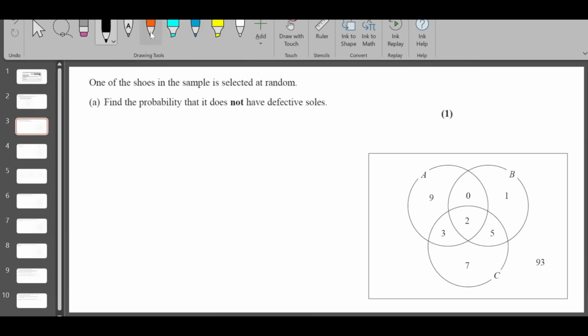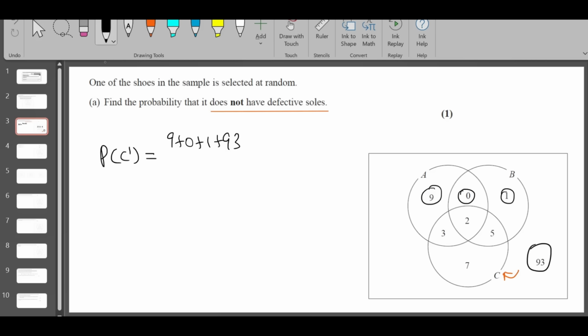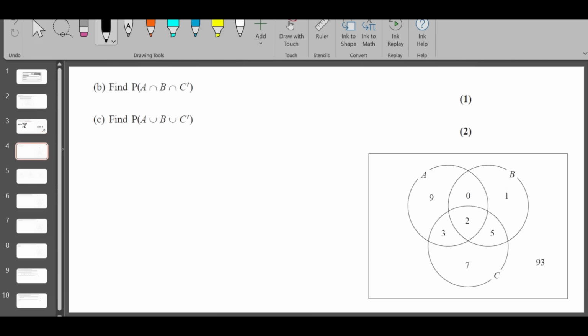Defective soles is denoted by C. So when they say does not have defective soles, they basically want you to find P of C complement. You can either find P of C and subtract from 1, or you can simply take everything outside C. 9 plus 0 plus 1 plus 93, everything divided by the total number. So you will get 103 over 120. Leave it as it is. Just one more question. Let's move on to part B.